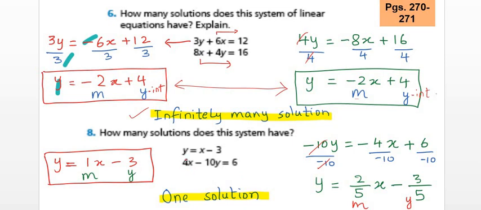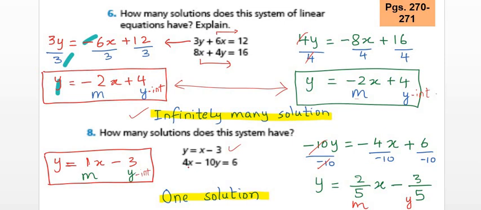Okay, now look at question number 8. The first equation is already in the standard form. Simply I wrote 1 over here with the x to know what is the value of the slope, and this is the value of the y-intercept. The y-intercept is negative 3, and the value of the slope is 1 here.